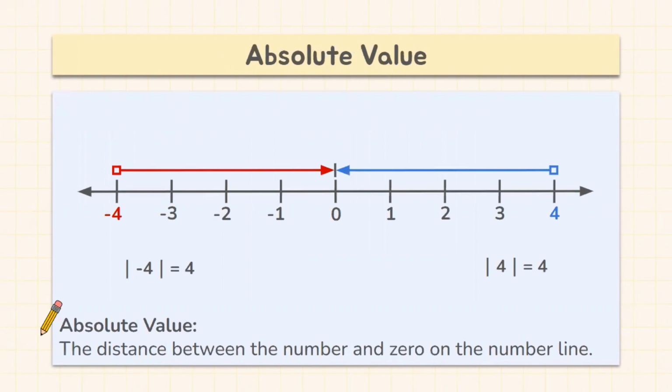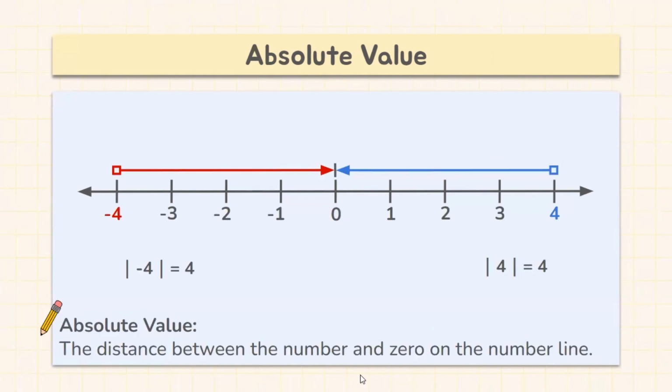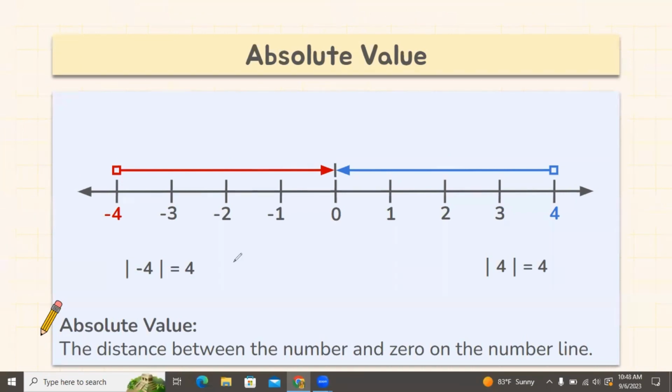Now, one of our goals for today is to be able to find the absolute value of a number. The absolute value is the distance between the number and 0 on the number line. So for example, we have -4. The absolute value of -4 is equal to 4. Let me draw, there we go.